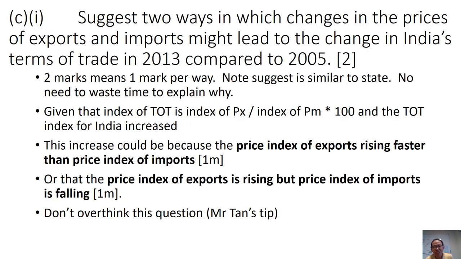C part 1. Suggest 2 ways in which changes in the prices of exports and imports might lead to a change in India's terms of trade in 2013 compared to 2005. 2 marks. Now, you can see it's a 2-mark question and it asks you to suggest 2 ways. So it means basically 1 mark for each way. You must have 2 ways, 1 mark for each way.